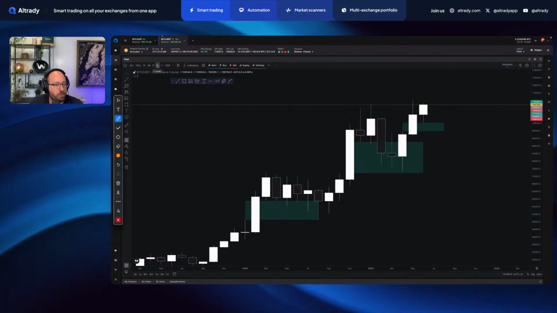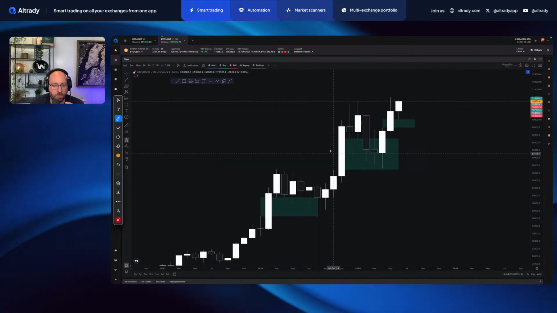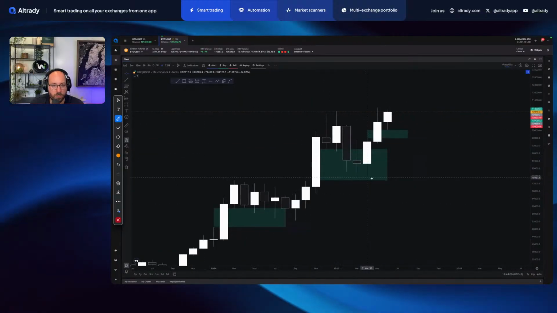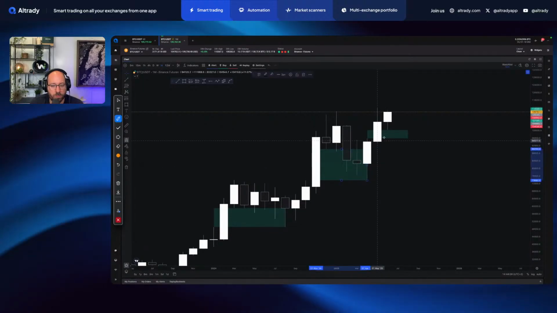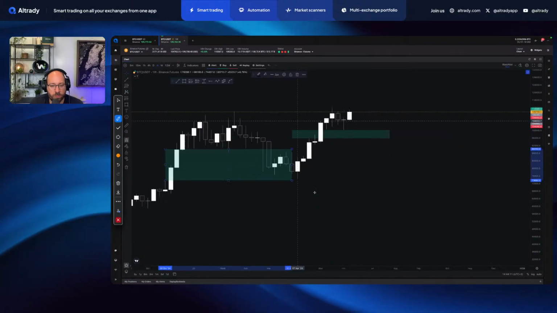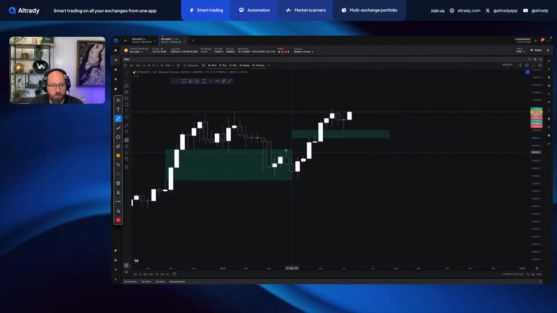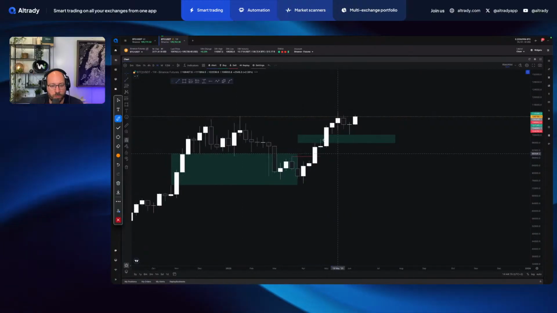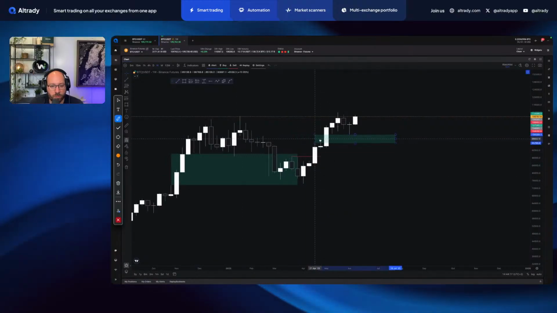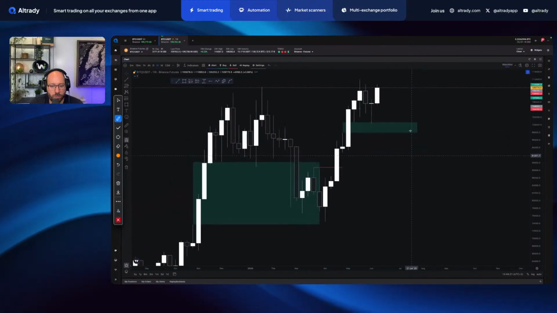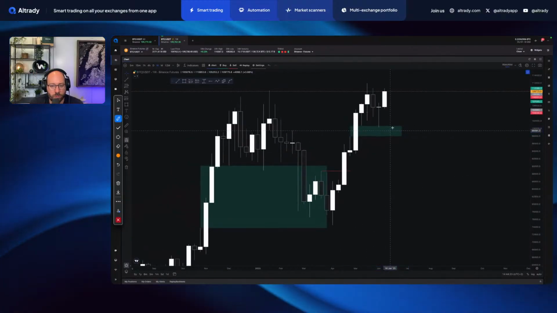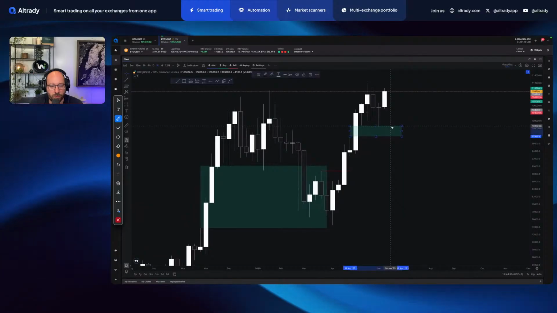Okay, so Bitcoin on monthly is pretty bullish, as we saw. We have this fair value gap fulfilled. This one. And then we had this nice shift on the weekly. And then another weekly fair value gap here.